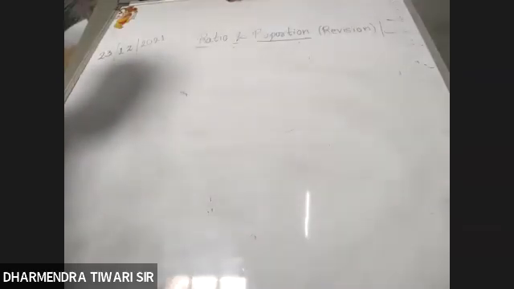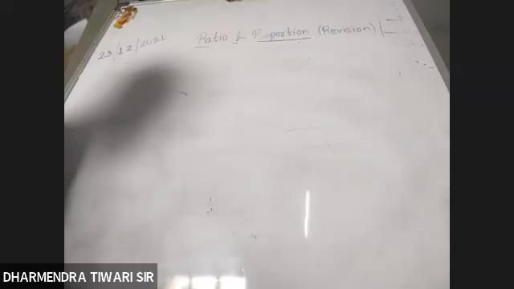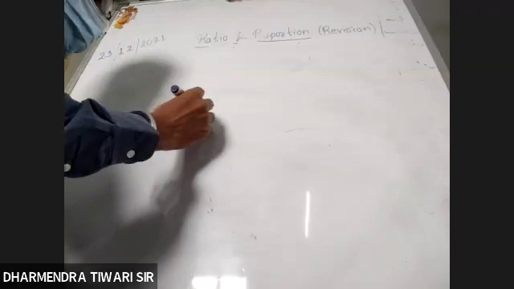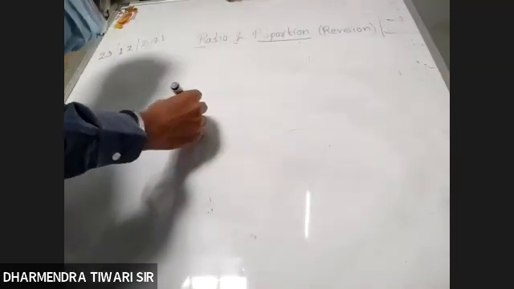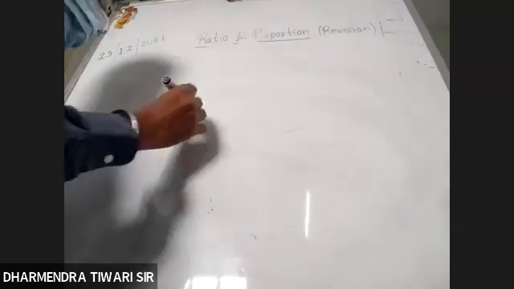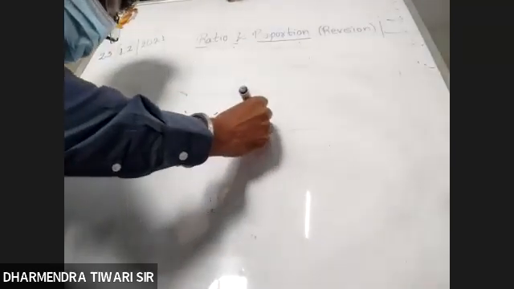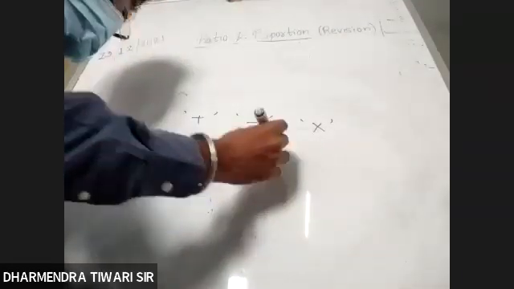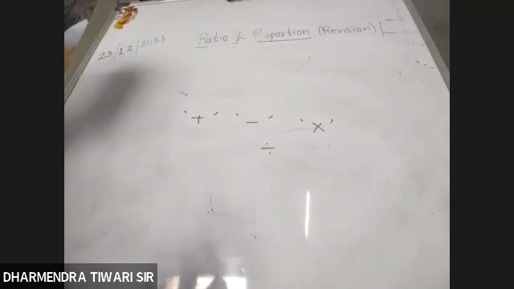Last time we revised two practice sets of ratio and proportion. So today we're going to start with operations on equal ratios. Now, as we have operations in mathematics, right now operations of the type addition, subtraction, multiplication, and division, we apply these operations on numbers.